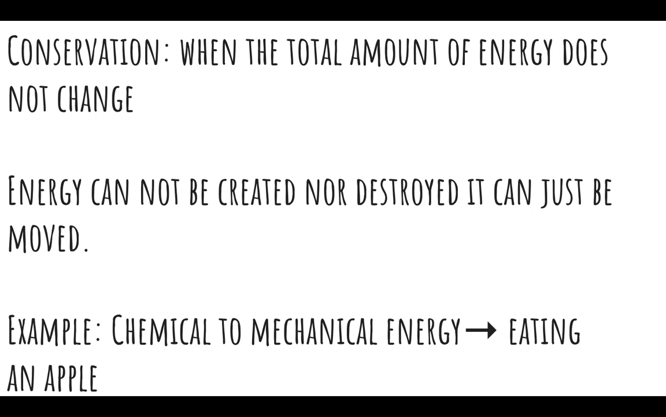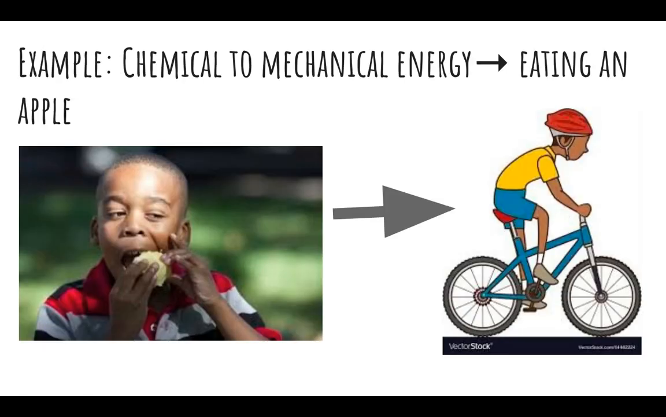And a great example of this is when we look back and think about our health unit, right? So someone asked me a question on Canvas last week. How does eating an apple get you to ride a bicycle? Well, let's think about it this way. We know that we get energy to move and to survive. We need energy to live. We get that from the foods that we eat.